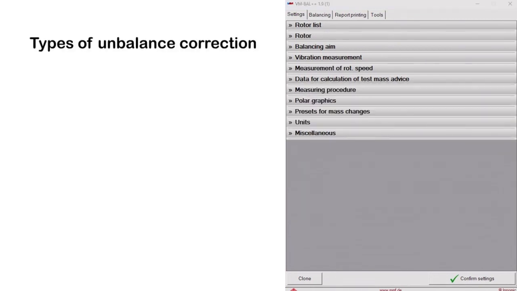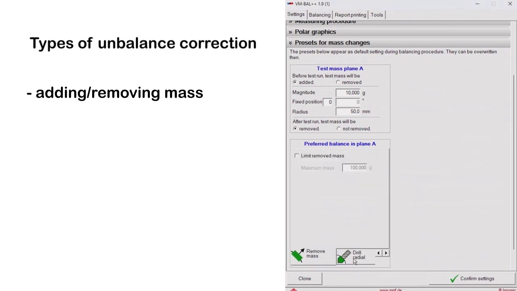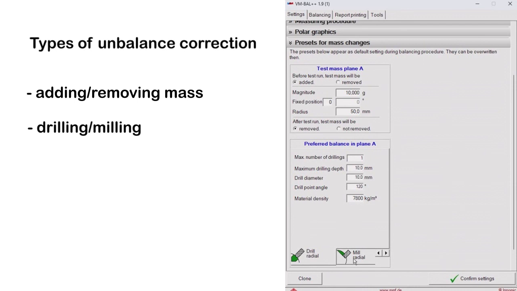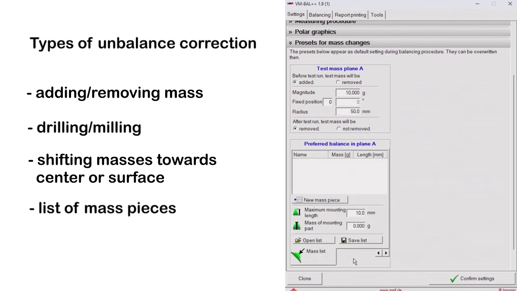We have seen that mass can be attached to compensate an unbalance. Alternatively, it is also possible to remove mass. This can be done by drilling or milling, for example. Fixed masses can also be shifted concentrically or radially towards the center or the surface. In addition, an individual list of mass pieces can be created, from which the software suggests suitable combinations.